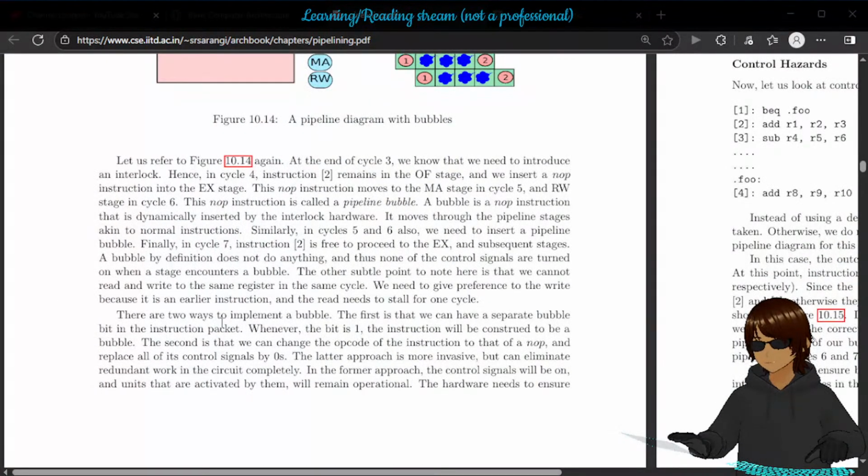There are two ways to implement a bubble. First, we can have a separate bubble bit in the instruction packet. Whenever the bit is 1, the instruction will be construed to be a bubble. Second is that we can change the opcode of the instruction to that of a NOP and replace all of its control signals by 0. The latter approach is more invasive but can eliminate redundant work in the circuit completely.